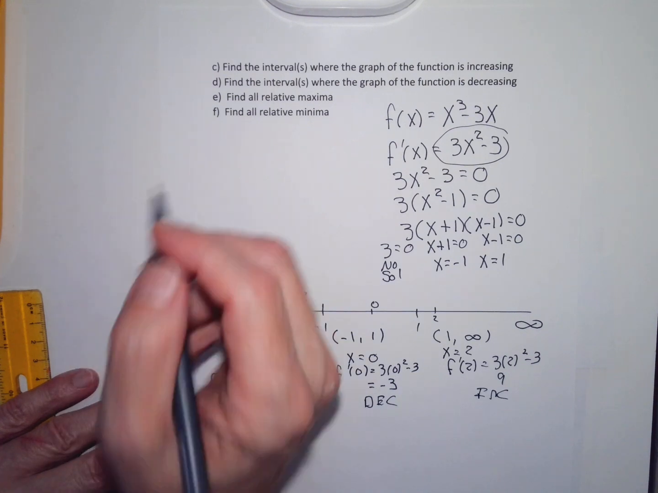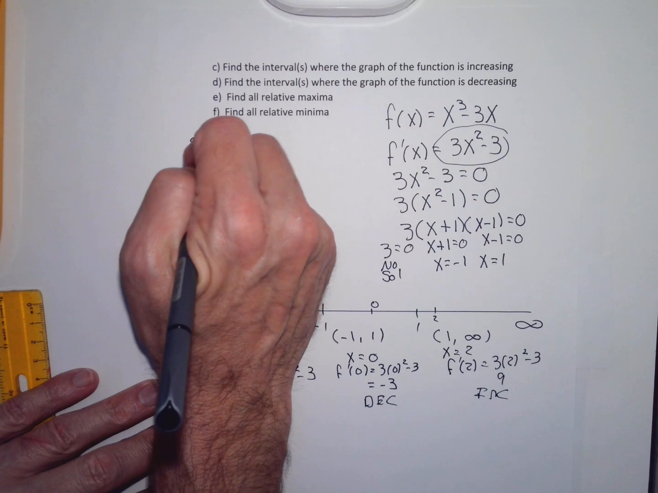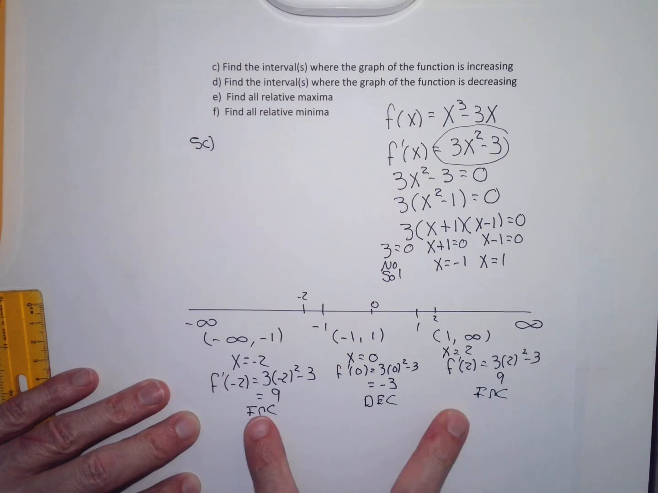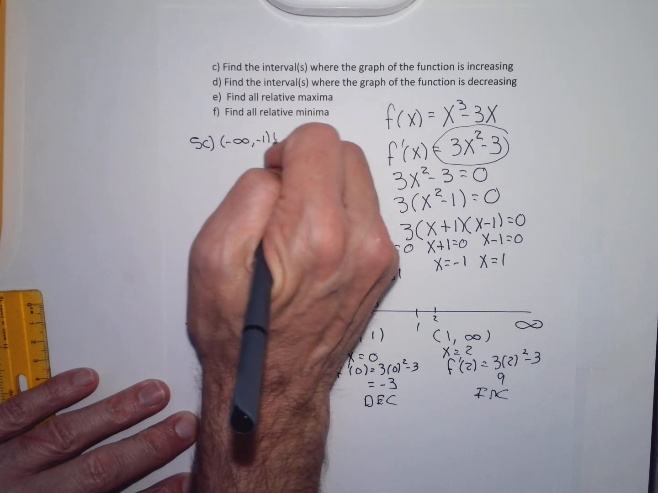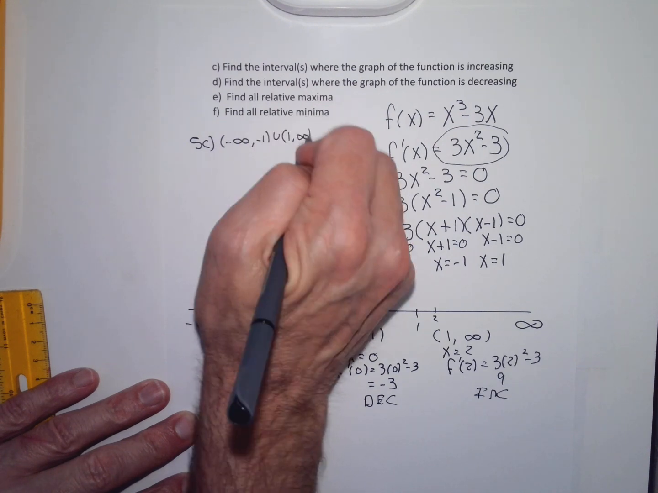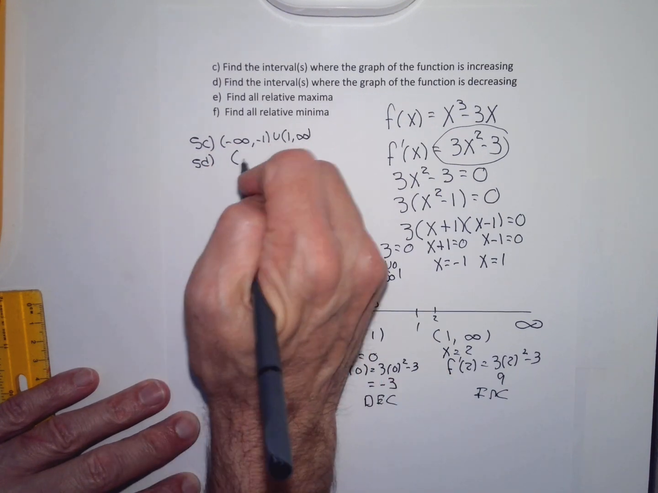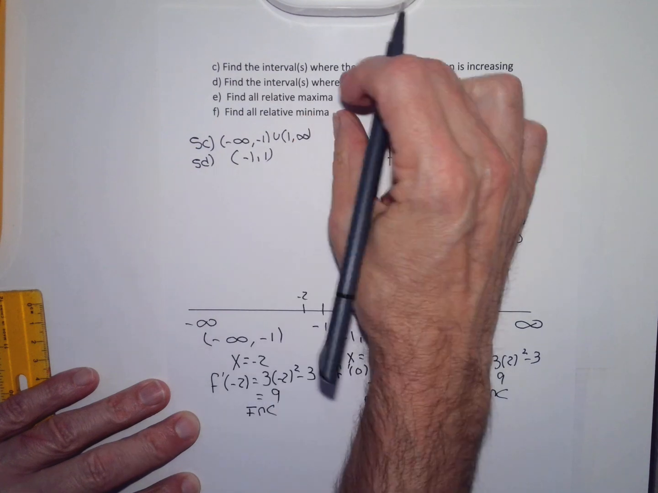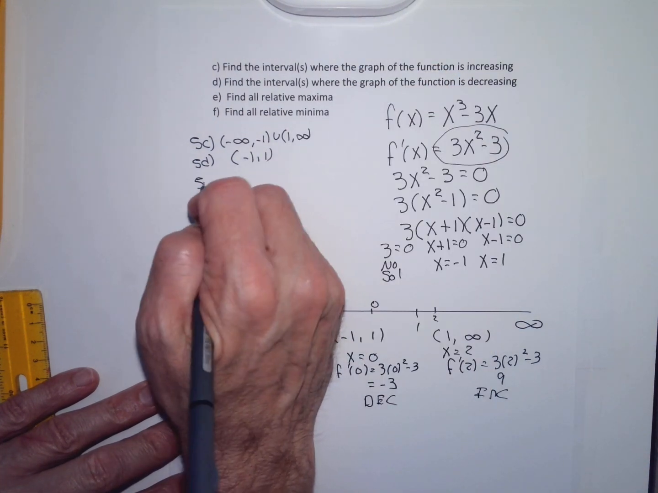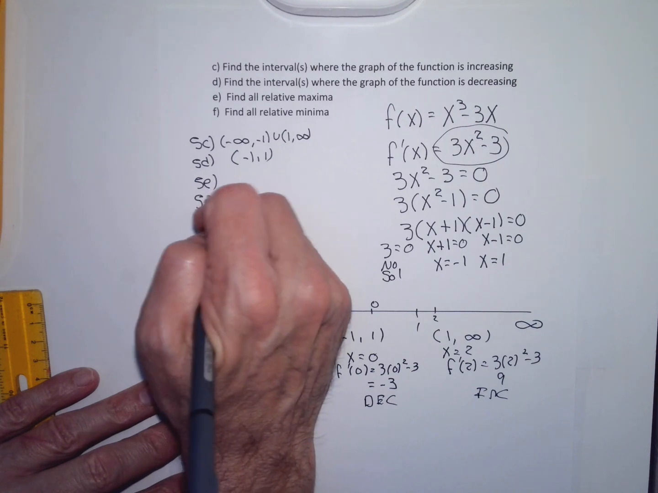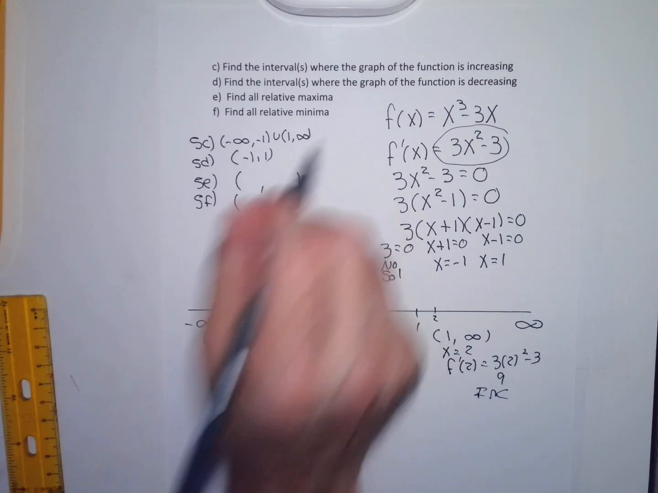So my answer to C, I don't know what number this is anymore. I think this is 5. So for 5C, this graph is increasing in the outside intervals, negative infinity to negative 1, union 1 to infinity. For 5D, it's decreasing in the interval negative 1 to 1. And it doesn't call out for the maximum and minimum value. It just wants the points. For the graphing, it's enough to get all this done. And let me find out where I have maximums and where I have minimums.